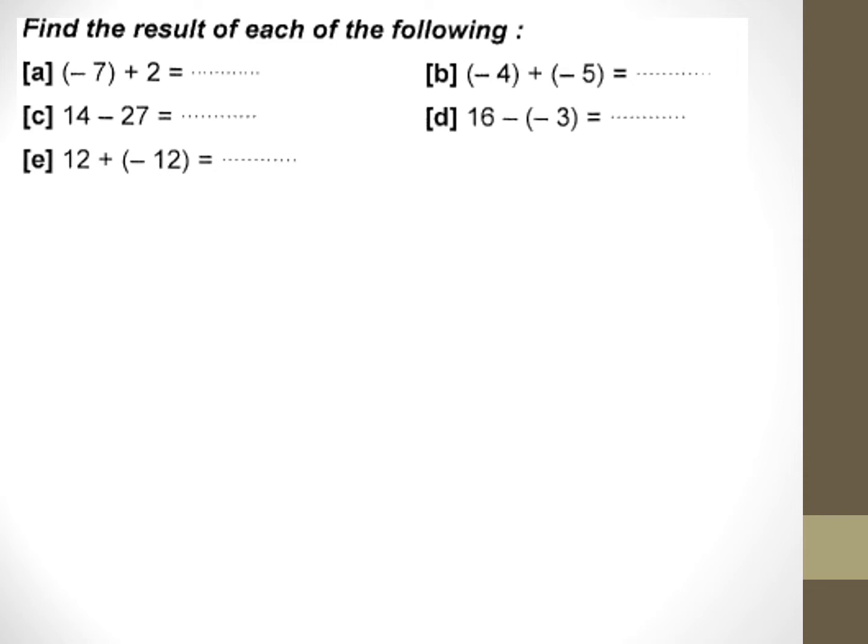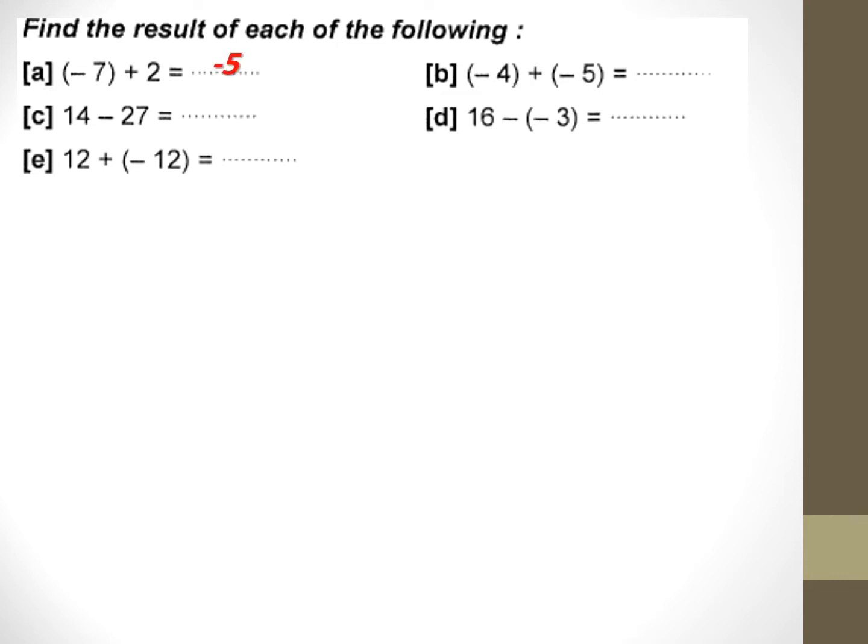The first question, find the result of each of the following. Firstly, negative 7 plus 2. If we add two integers with different signs, one positive and one negative, we will subtract them and take the sign of the greatest number. So negative 7 plus 2, different signs, we will subtract them. 7 minus 2, 5, and the greatest sign is negative. It will be negative 5.